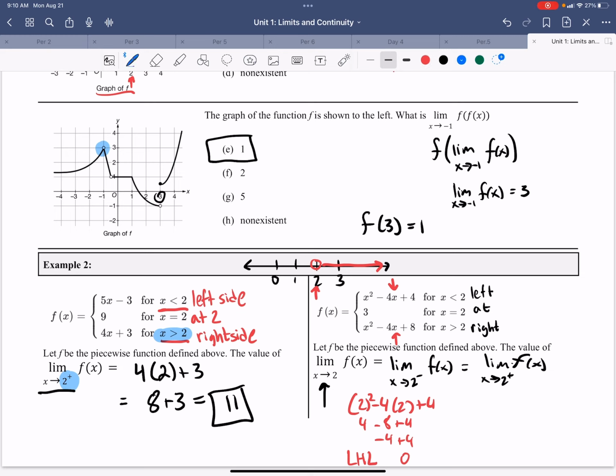And our right hand limit, let's try to figure that out. We're going to have 2 squared minus 4 times 2 plus 8. So this one's a little bit different. 2 squared is 4 minus 8 plus 8. 4 minus 8 is negative 4. Negative 4 plus 8 is going to be positive 4. That's our right hand limit. So because they're not equal to each other, we say that the limit as x approaches 2 of f of x does not exist.